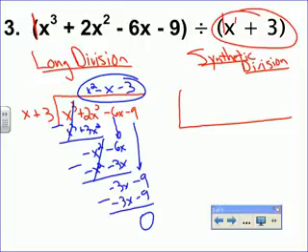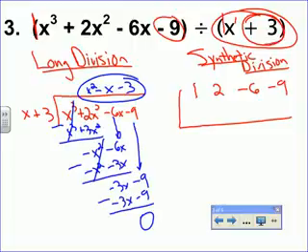So, if that's the case, you just put down the coefficients and then your constant term. So I would just put down 1, 2, -6, and -9. Now, from what we were doing with factoring, if x plus 3 was a factor of this polynomial, what would the actual 0 be? -3. So right here, you put your 0.